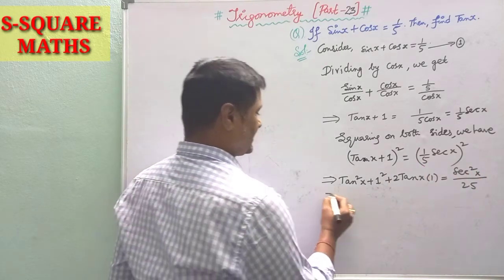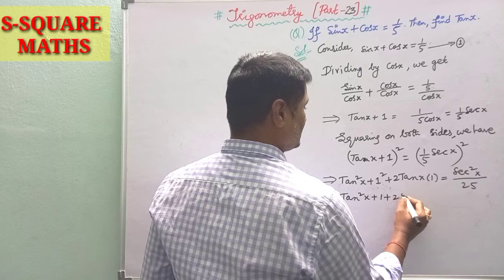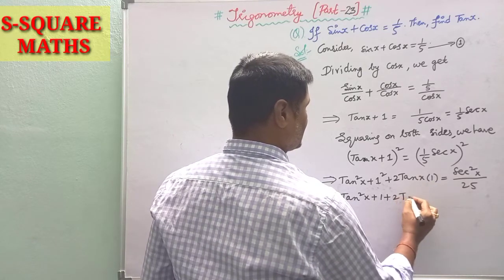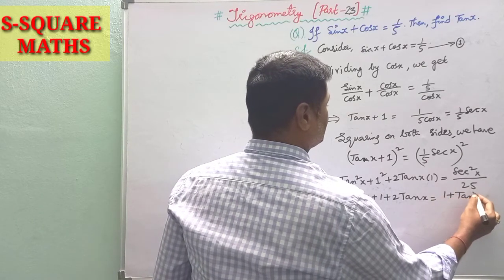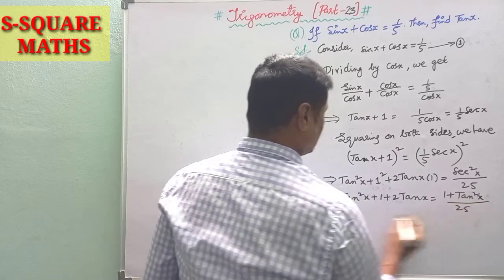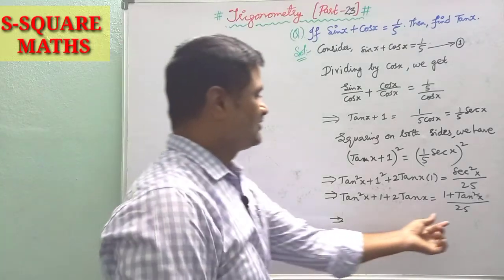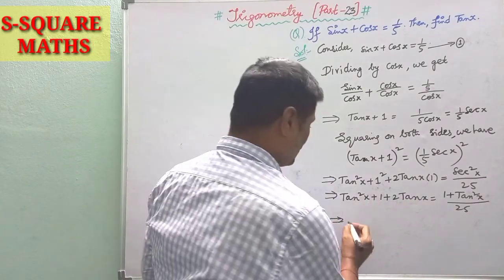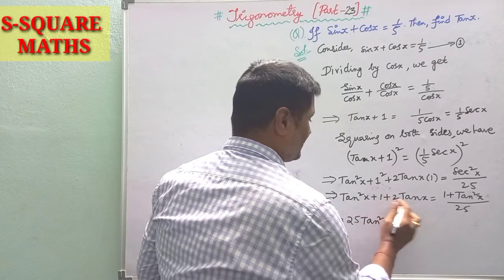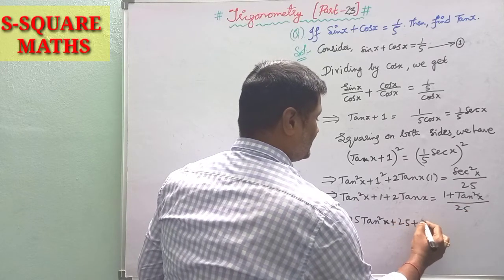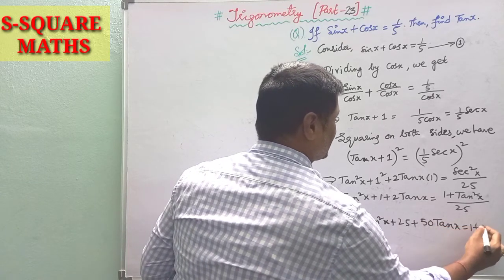Now I can write this as tan square x plus 1 plus 2 tan x is equal to 1 plus tan square x, all by 25. By cross multiplication, directly, because the problem may be lengthy, 25 into all the three terms, I am going to get 25 tan square x plus 25 plus 50 tan x is equal to 1 plus tan square x.